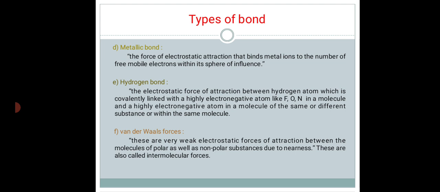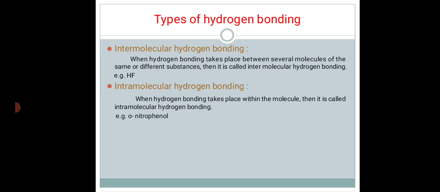In intermolecular hydrogen bonding, when the hydrogen bonding takes place between several molecules of the same or different substance, then it is called intermolecular hydrogen bonding. For example, HF molecule, H2O molecule, ammonia molecule, paranitrophenol also.